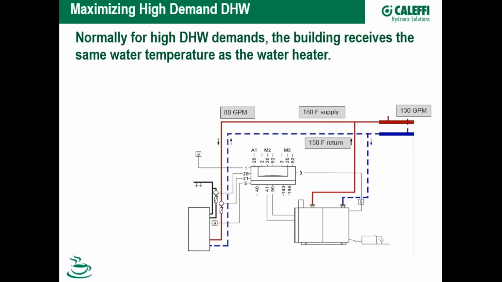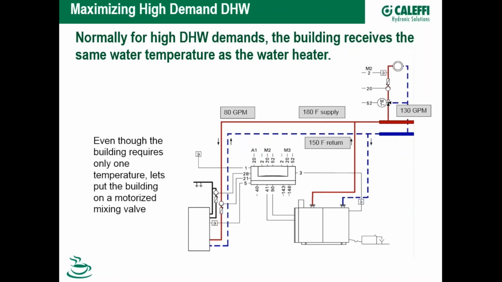Now, although the building receives a single water temperature, and this is something that I actually picked up from the guys over at Weisman, let's put the building on a motorized mixing valve. Let's put the building on this mixing valve so that when the system runs for long periods of time where the boiler has to run hot to recover the indirect water heater, the mixing valve can drop the building's distributed water down to a much lower water temperature.